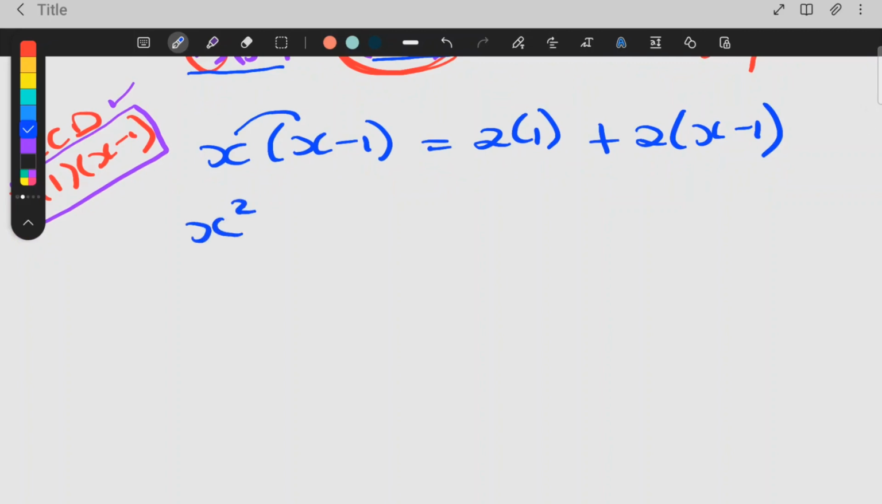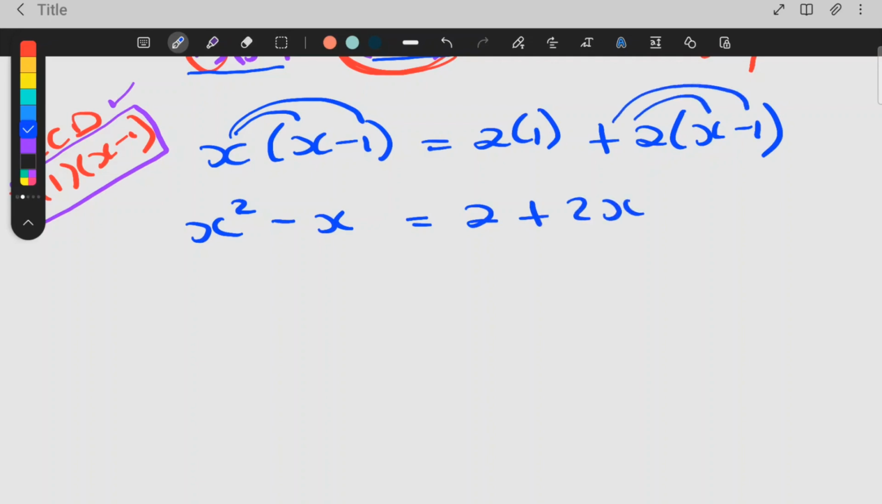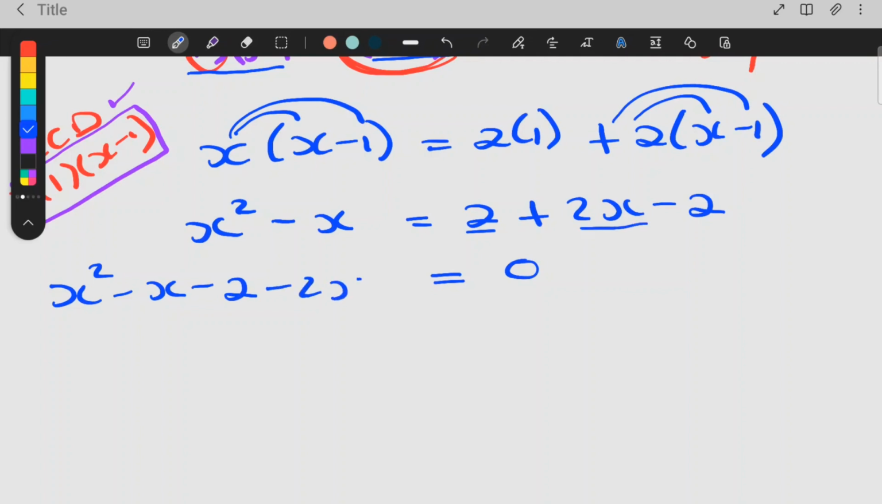This is x squared. This is minus x. That is 2. And this is 2x. And this is a minus 2. I'm now going to bring everything to the left-hand side. So this is on the left. So I bring this 2 over, minus 2. I bring that over, minus 2x. I bring that over, plus 2.